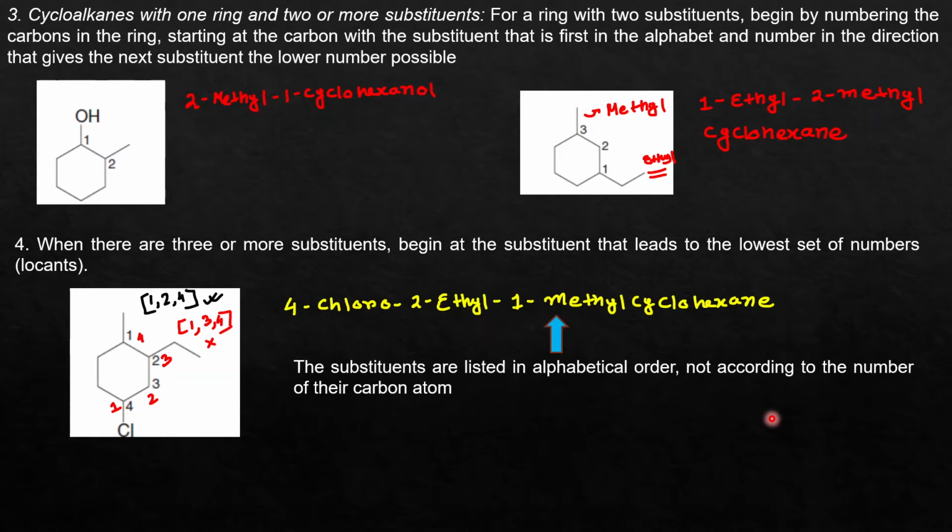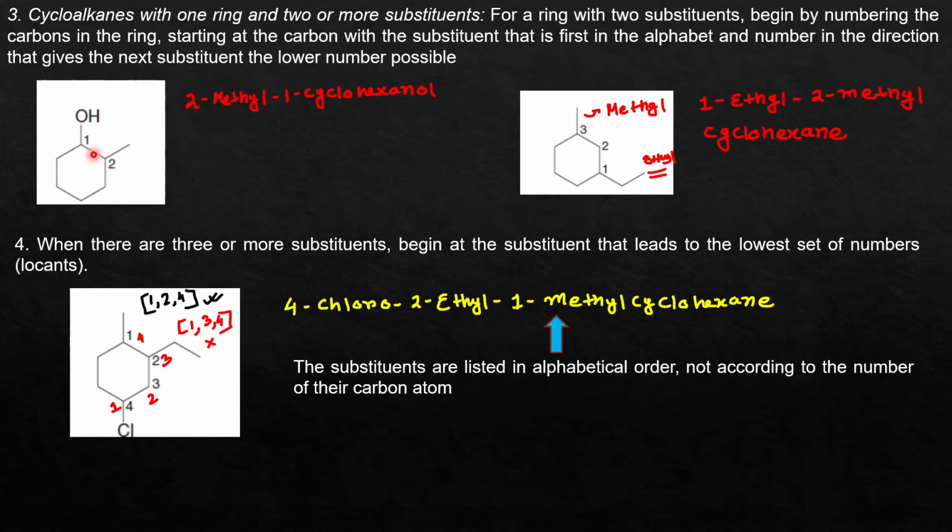Now there can be a situation where the cycloalkane contains one ring and 2 or more substituents. In my previous slide I talked about cycloalkanes with no substituents or with only one substituent, but there can be many cases where the cycloalkane contains 2 or more than 2 substituents. In that case, what do you have to do? First of all, you have to do the numbering. You can see that this is a cycloalkane with one ring and 2 or more substituents.